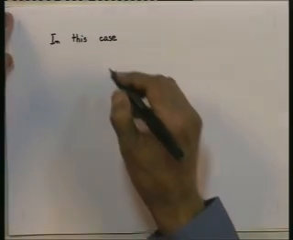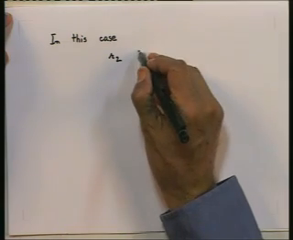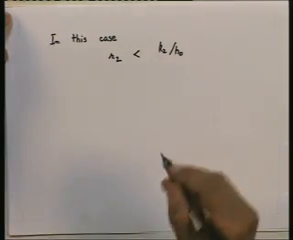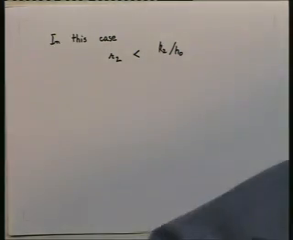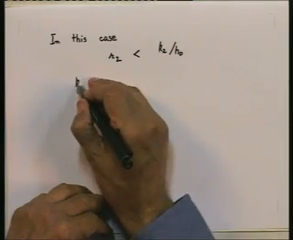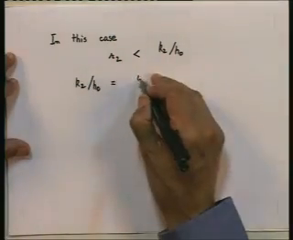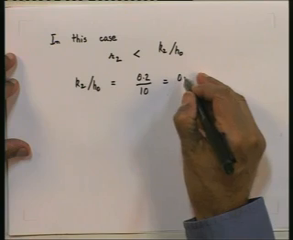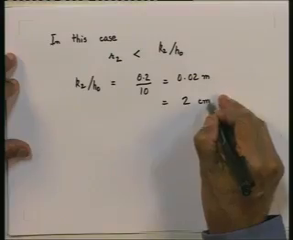R2 to start with is less than K2 by Ho. That is the critical radius of insulation. And what will we get for K2 by Ho? In this case the critical radius is equal to 0.2 divided by 10, which is nothing but 0.02 meters, which is equal to 2 centimeters.